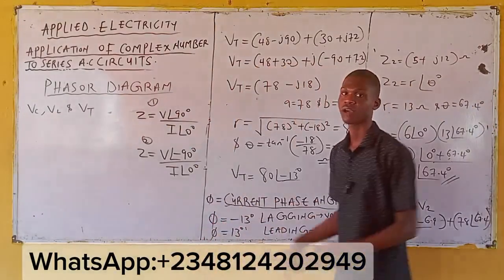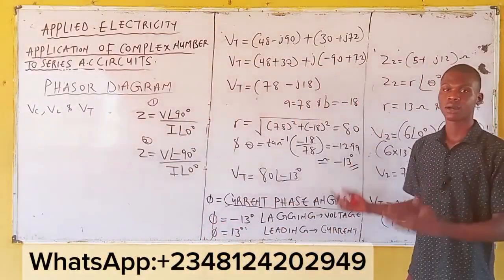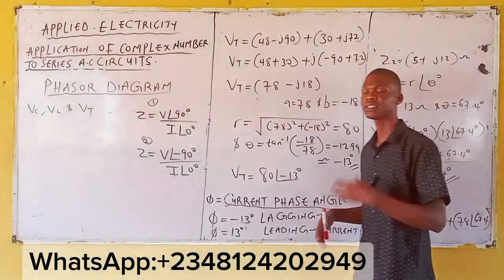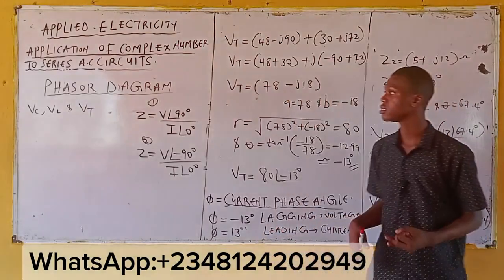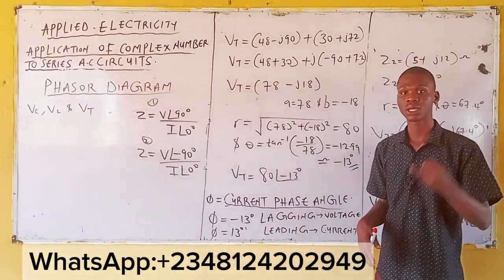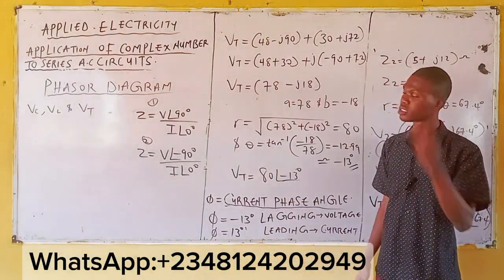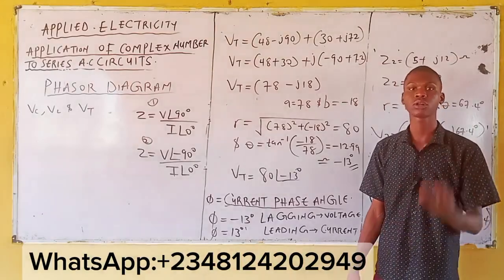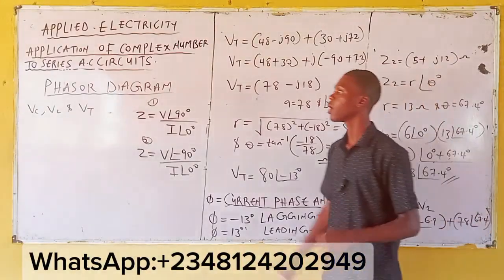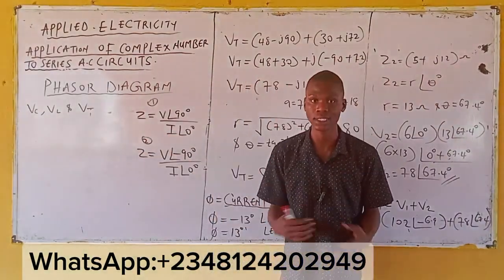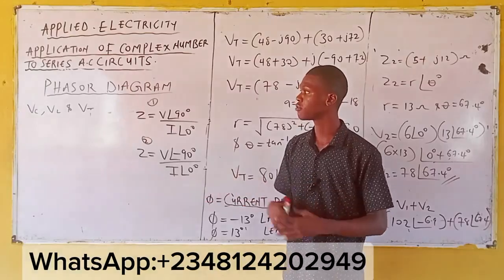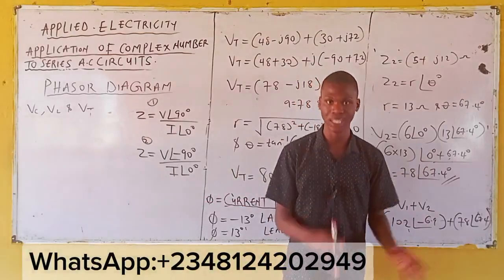When we started this class, we said we are implementing three things, right? The first one is our circuit diagram. The second one is the Phasor diagram, and the third one is the Argand diagram. Now, when drawing your Phasor diagram, you are making use of your Argand diagram.